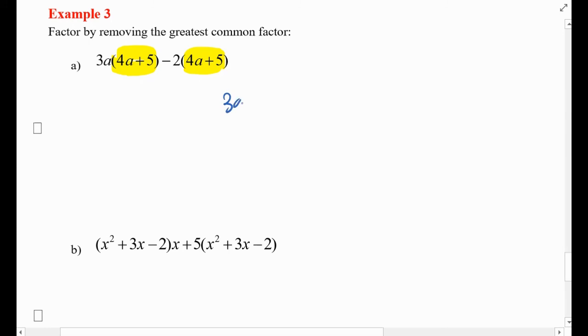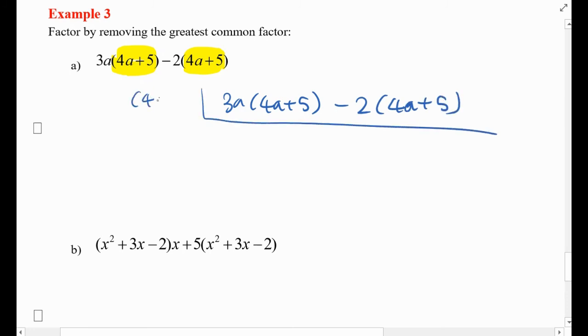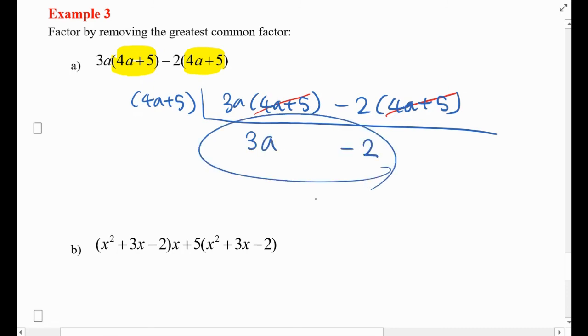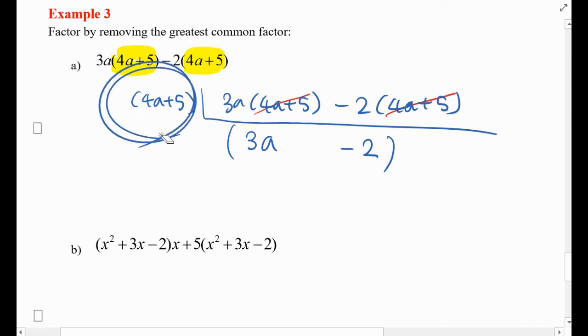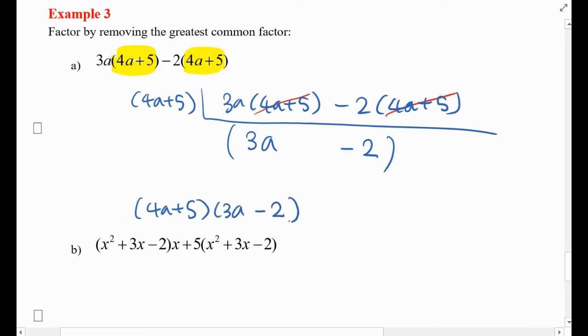So what we're going to do is we're going to factor out the whole bracket. Okay? So factor out the whole bracket. So 4a plus 5. So we're going to factor this out, and what I have is 3a minus 2. Can you do more? No, you cannot. Don't forget to put bracket around it. So as I said, this is a GCF, and factored form is 4a plus 5, 3a minus 2.